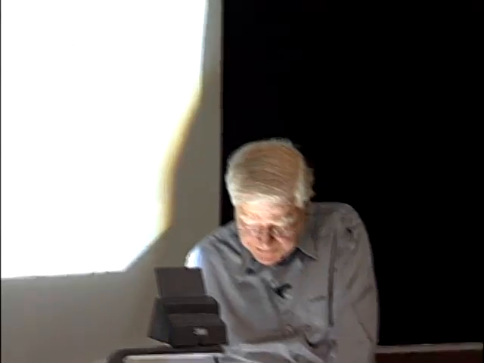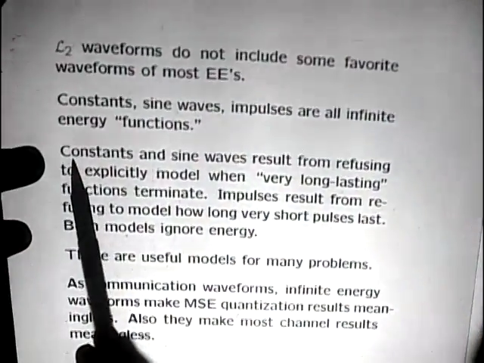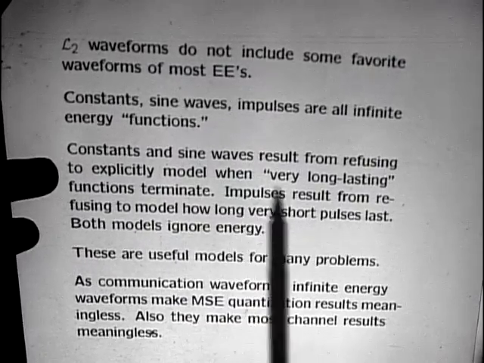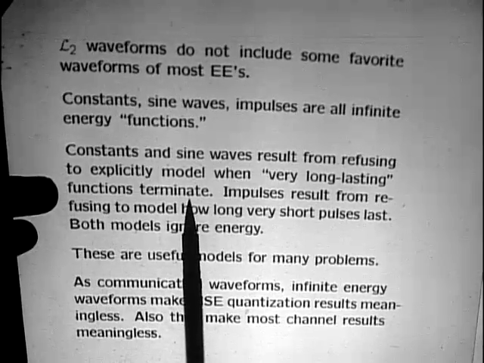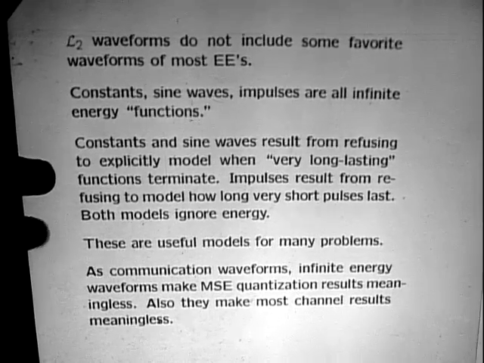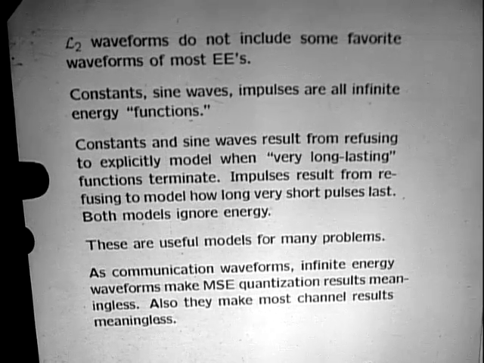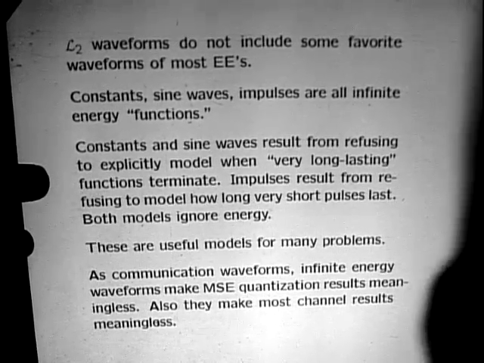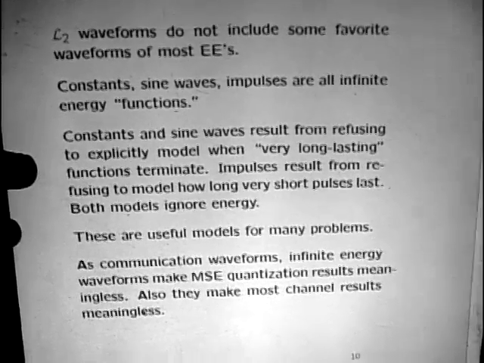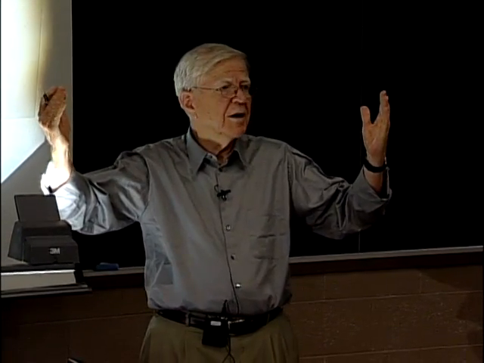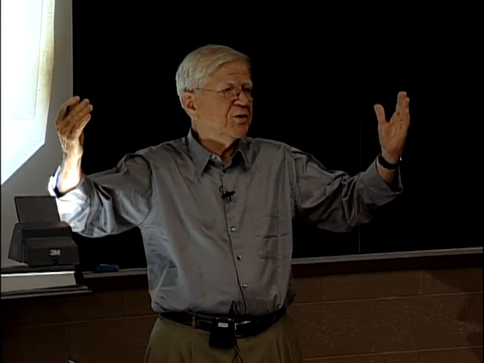Okay, but anyway, where do these things come from? Constants and sine waves result from refusing to explicitly model when very long-lasting functions terminate. Okay, in other words, if you're looking at a carrier function in a communication system, sine of 2 pi f carrier times t, it just keeps on wiggling around forever. And since you want to talk about that over the complete time of interest, you don't want to say what the time of interest is.